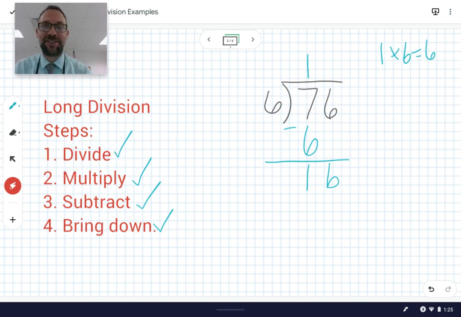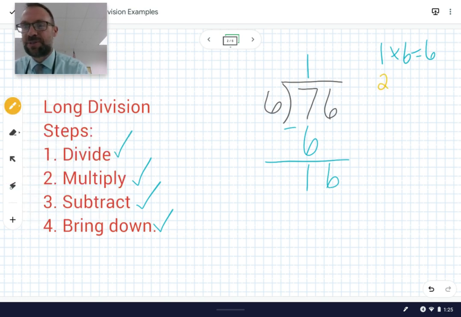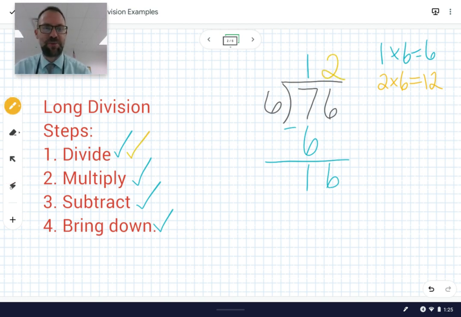Okay. We ask ourselves, how many groups of 6 can I make from 16? Well, the answer is 2 groups of 6, right? That's 12. And that's as close as we can get without going over, because if we did 3 groups of 6, that'd be 18, and that'd be too big. So we just brought down the 6 and divided that. So we'll write the 2 above the 6. That takes care of the division step.